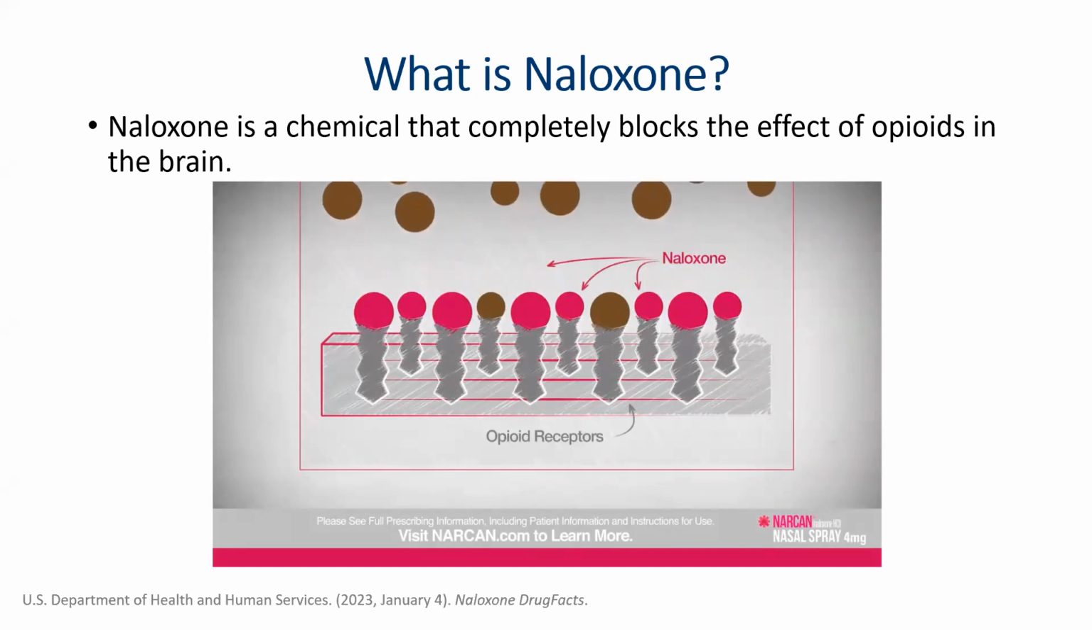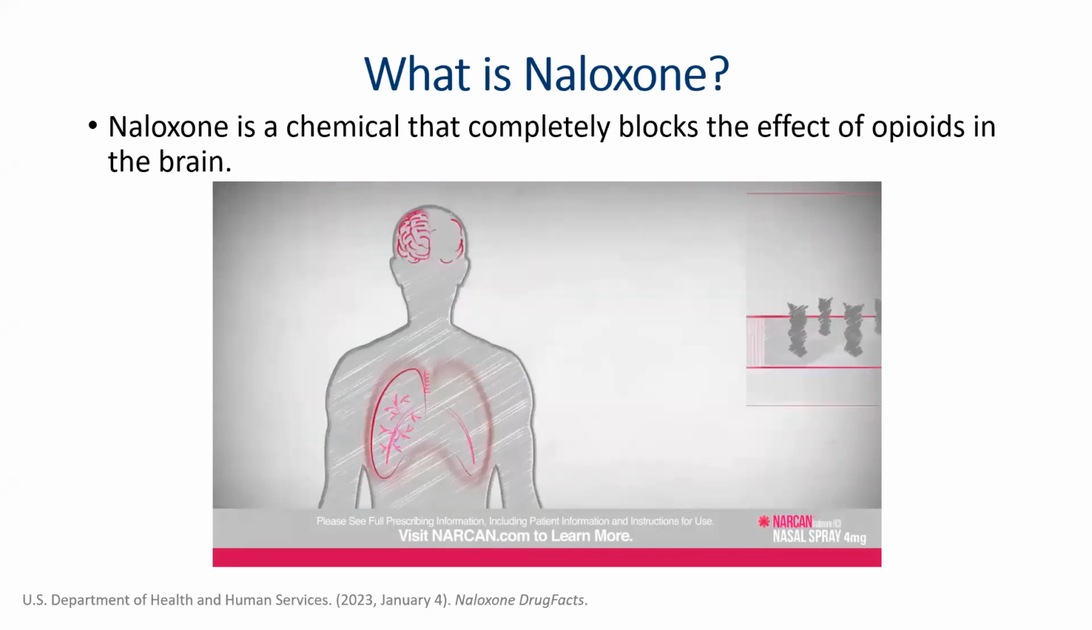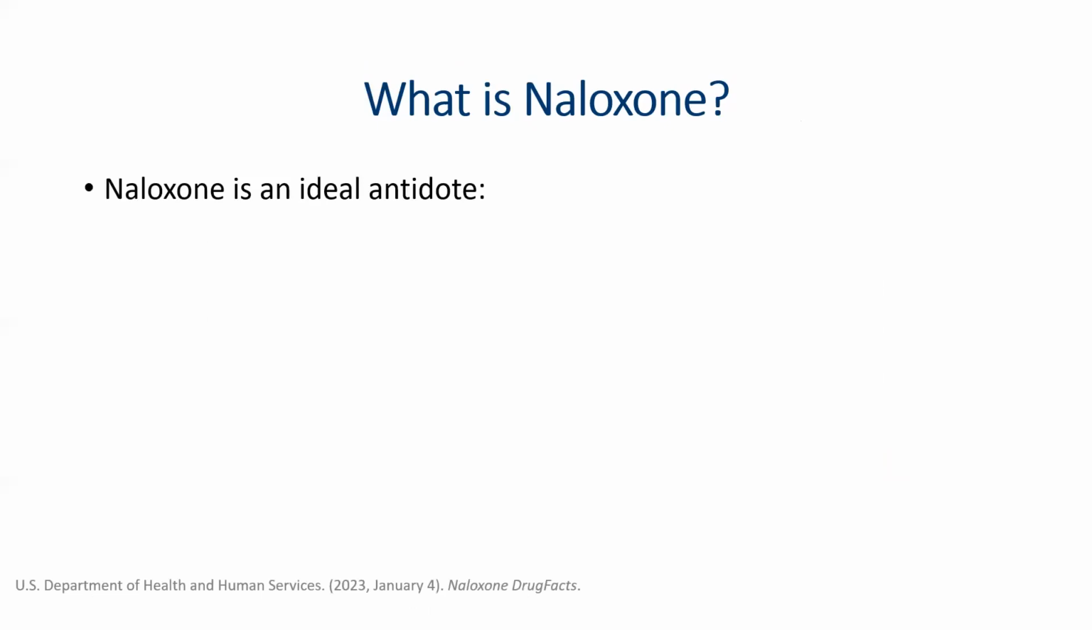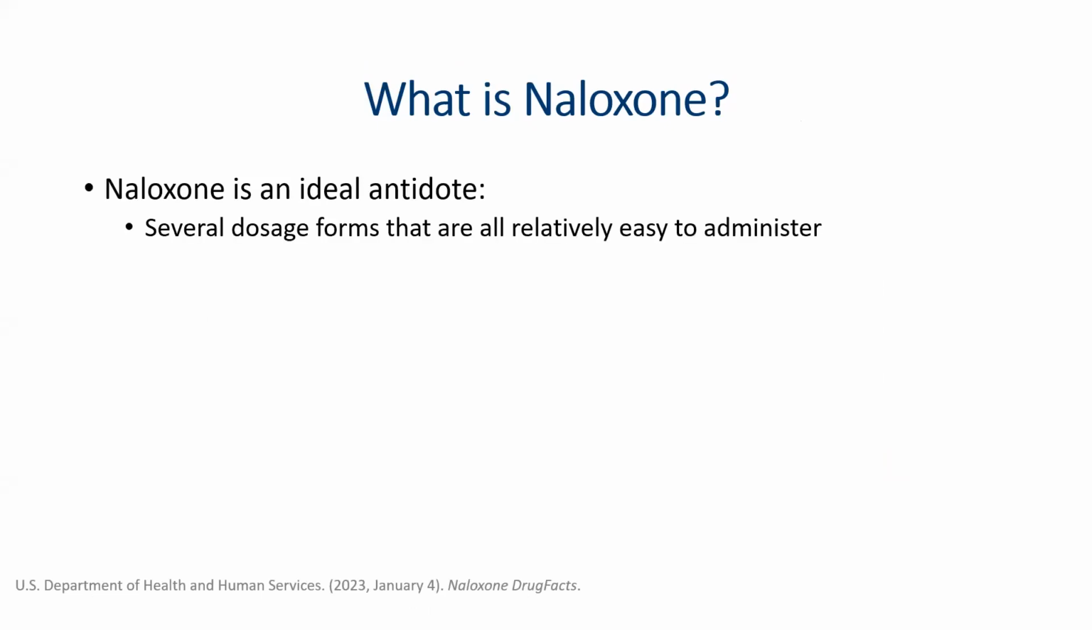So when this happens, it stops all the things that are happening. A person's pain relief, their euphoria, any of that gets stopped when naloxone is introduced. But most importantly, it helps them to start breathing again. So it is really ideal because there are several dosage forms. They're all easy to use. There are no drug interactions, okay? The only thing this does is block the effects of an opioid in the body.